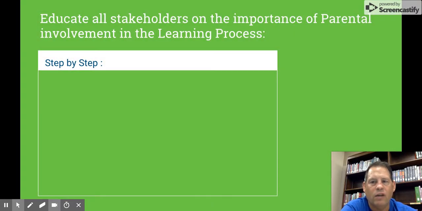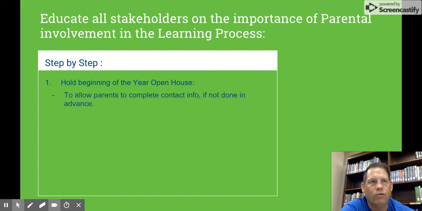The second thing is to educate all stakeholders. How are we going to do this step by step? Number 1, you're going to hold that beginning of the year open house, and at that open house, you're going to catch those parents that didn't fill out the contact information maybe online. You are going to walk parents and students through online resources that I talked about earlier.